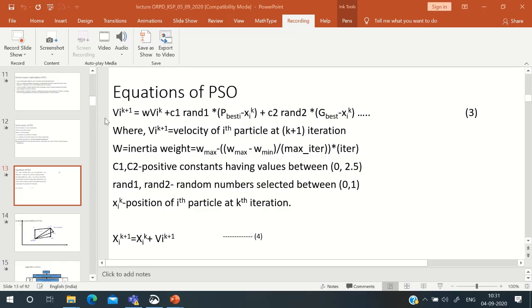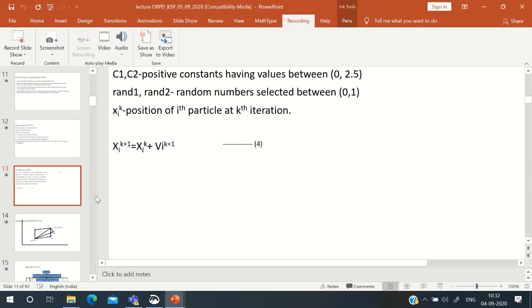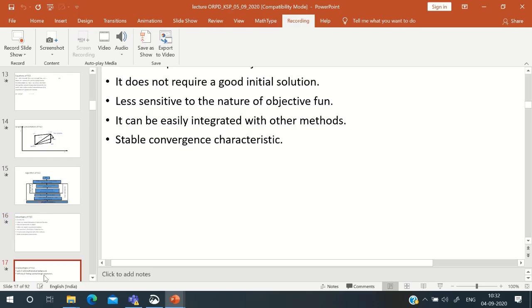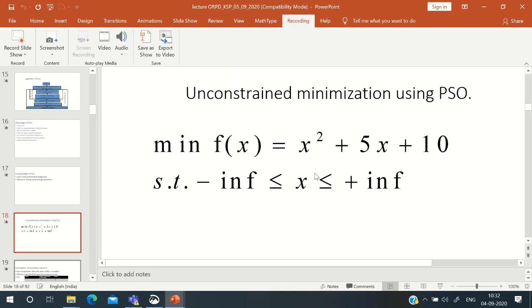And after obtaining the velocity, the velocity of the particle is added to the current position of the particle to get the new position of the particle, and then the process continues. Now let us solve the sum to get the concept clear.